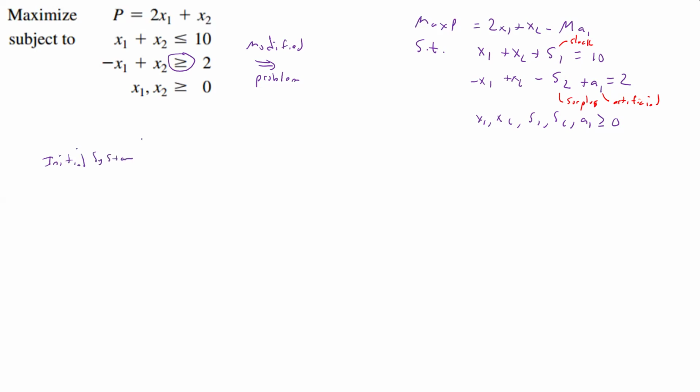So this is kind of the way we're going to do this. And we're only going to start this and we're going to say, oh, well, now we have to test the preliminary tableau. So first we'll do the initial system. Well, what's that going to be? Well, that's just going to be x1 plus x2 plus s1 equals 10. Then we'll have a minus x1 plus x2 minus s2 plus a1 equals 2.